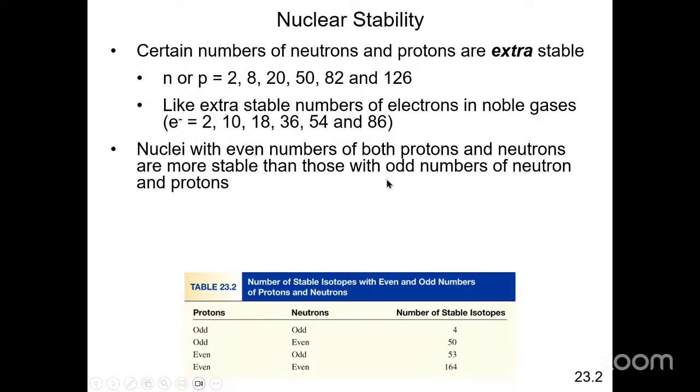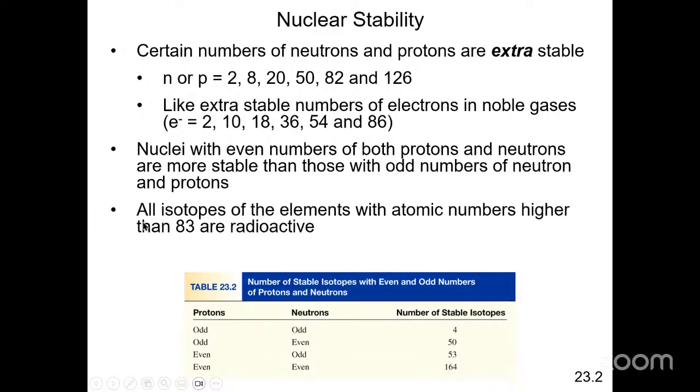Another thing that seems to contribute to the stability of nuclei is that nuclei with even numbers of both protons and neutrons tend to be more stable than those with odd numbers of neutrons and protons. And then this one says that all isotopes of elements with atomic numbers greater than 83 tend to be radioactive as well, all right?